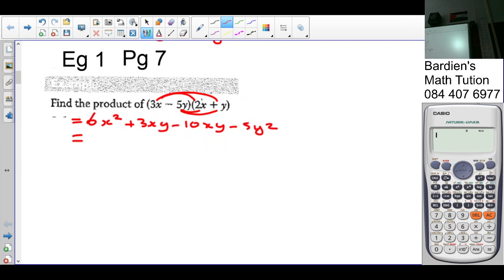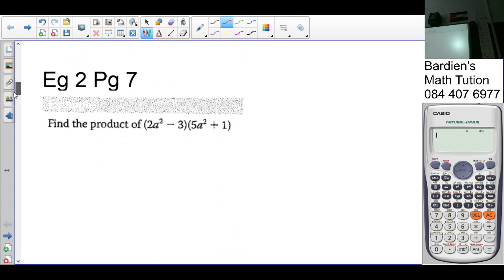Again, we are looking at like terms there. So it will give us 6x squared. 3xy minus 10xy is going to give you negative 7xy, minus 5y squared. Any confusion there? No. Just look at example 2 on page 7.